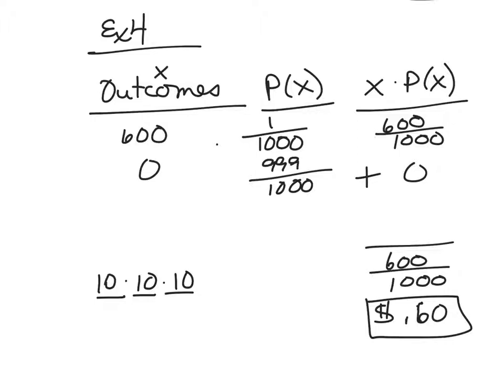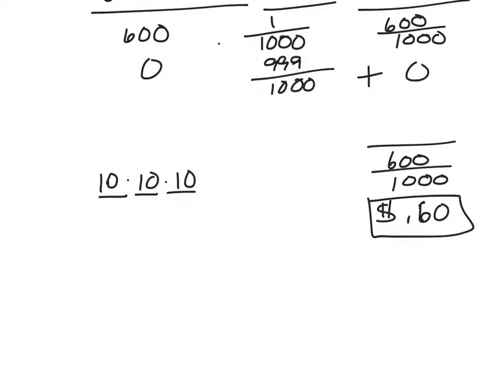If the state charged 60 cents to play it, they'd break even. If they charge $1 to play it, the state's going to come out 40 cents ahead. So on and so forth. So expected value is very applicable to game theory. Now it's also very applicable to insurance.